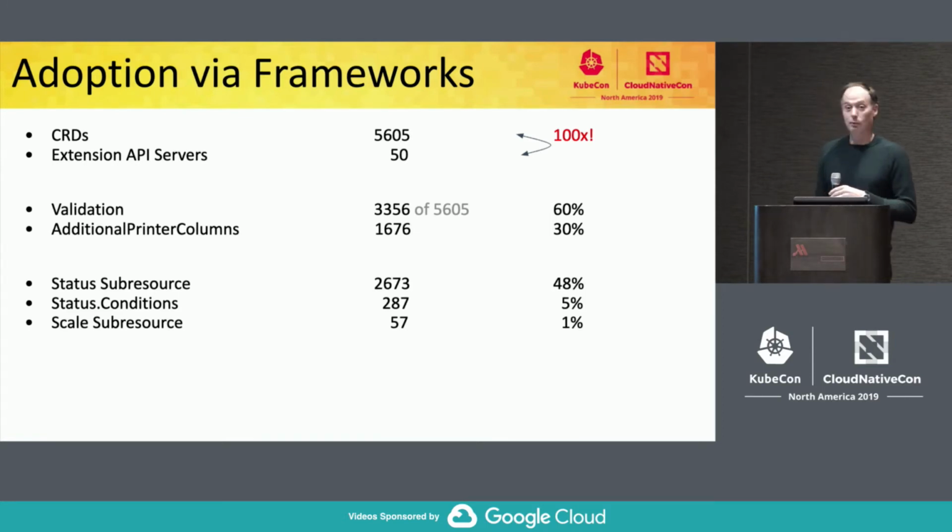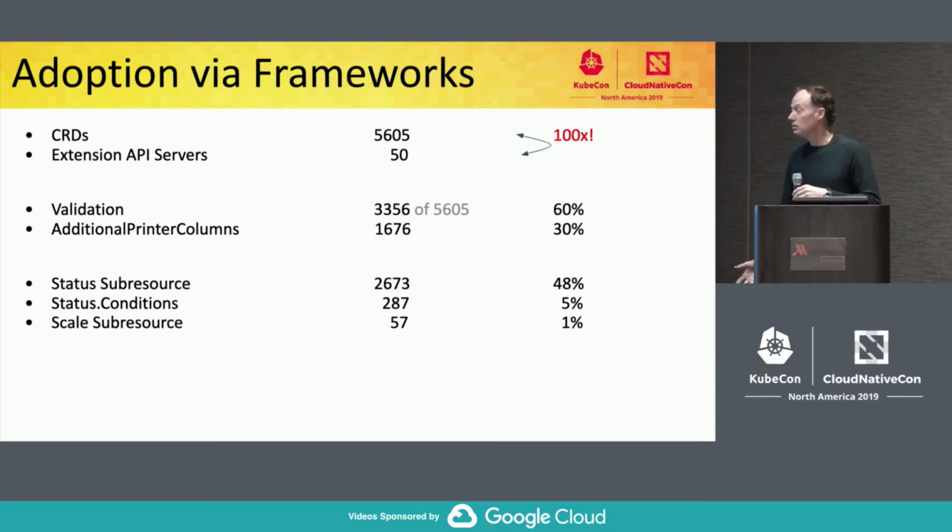Additional printer columns is one of my favorite things. That just means that when you kubectl get some type name, you get columns other than the creation time and the name, which is kind of boring. You get columns that were picked by the author. I highly recommend that, by the way, if you're building a CRD. Status subresource, I'm really happy that people are following the status pattern. I think it's not used enough in the core, but people are adopting it well for CRDs.